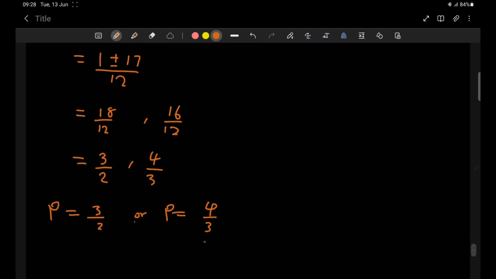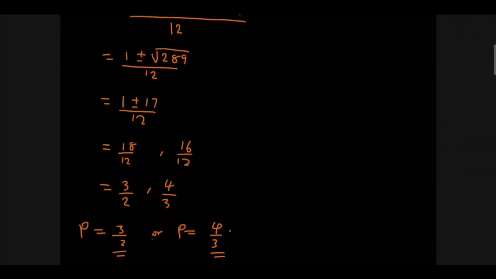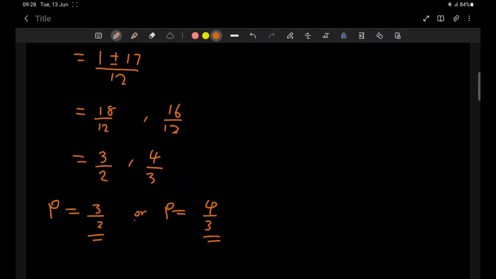So these are the values of P for which matrix M is singular. Something I've just missed is that 1 minus 17 is negative, so this one will be negative, negative, negative. Okay. Go to the next question.